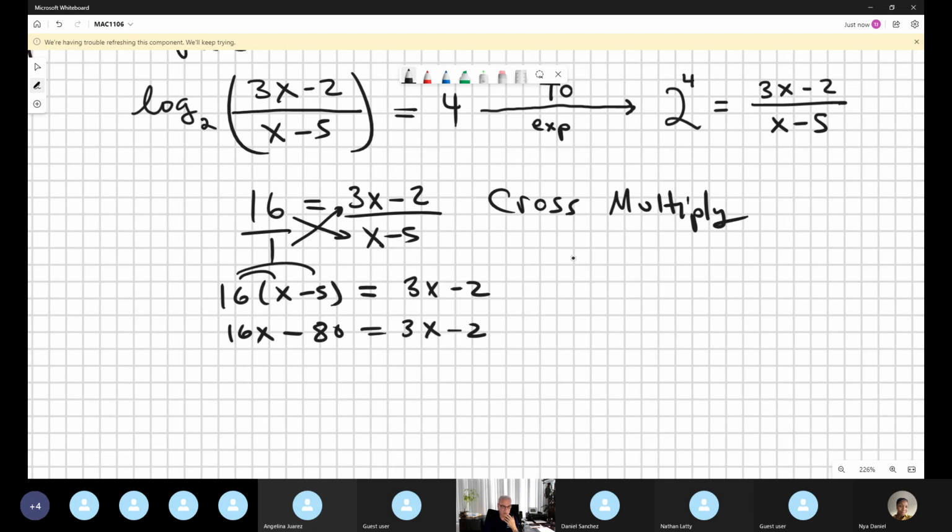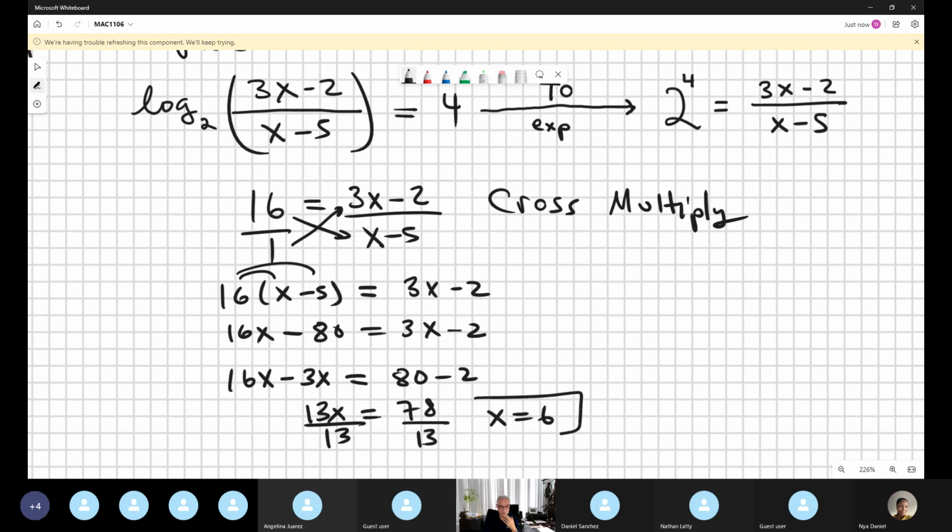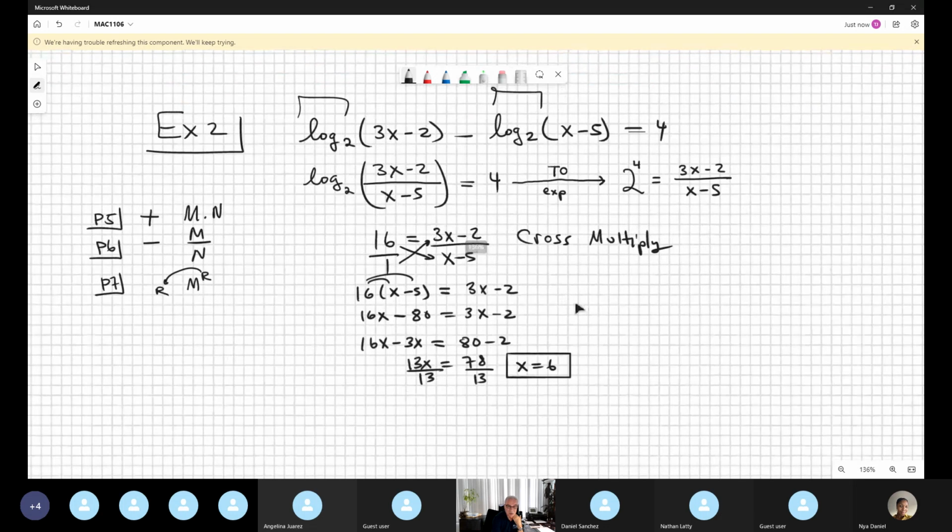Okay, so for x, easy. 16x minus 3x is equal to 80 plus, positive, minus 2. This is 13x, this is 78. Divided by 13 on both sides, it's 6. You put it in the calculator. 6. And that's it. I need to check it, see if the solution works or doesn't work. In this case, we have only one solution.